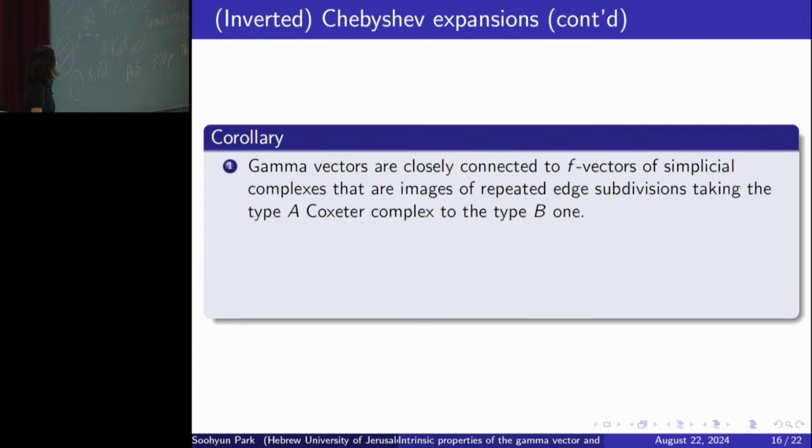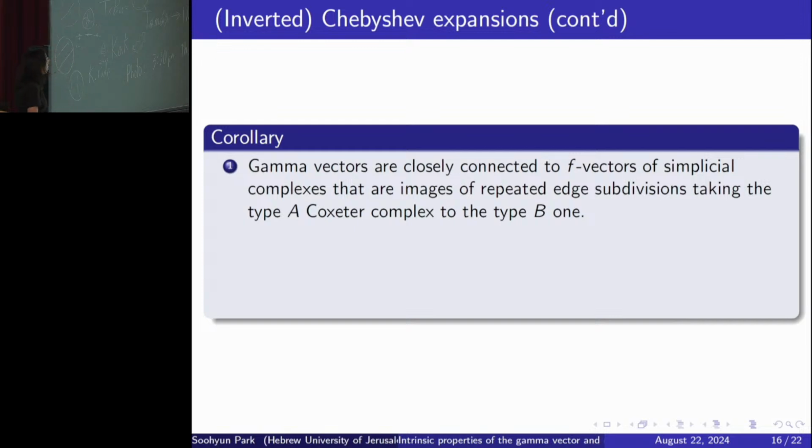I'll give you a vague-looking series of statements and hopefully make them more believable by the end. The background is a little involved, so I won't get into every single detail, but hopefully you'll end up a little happier than you are right now. It turns out that the gamma vector construction is closely connected to f-vectors of certain kinds of simplicial complexes that arise from special subdivisions of a certain kind.